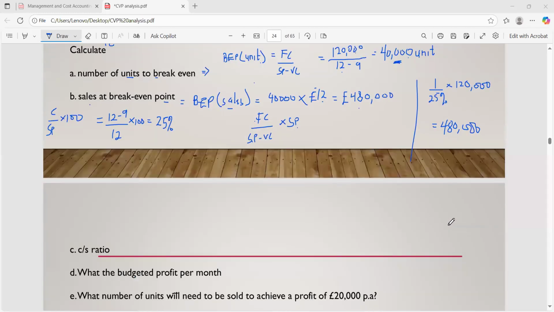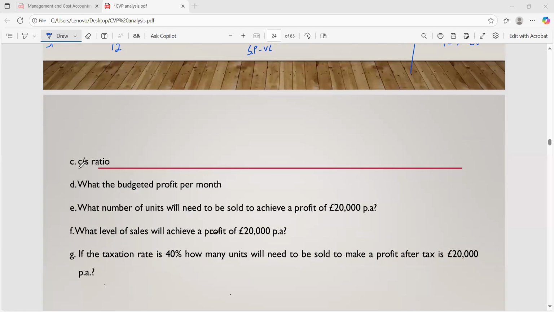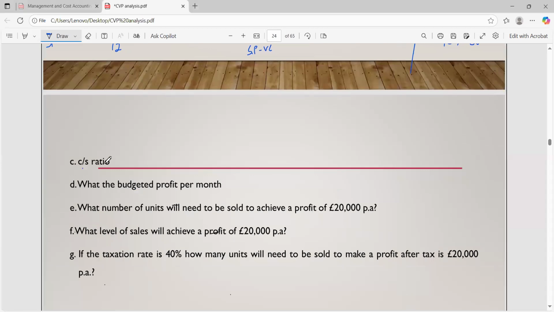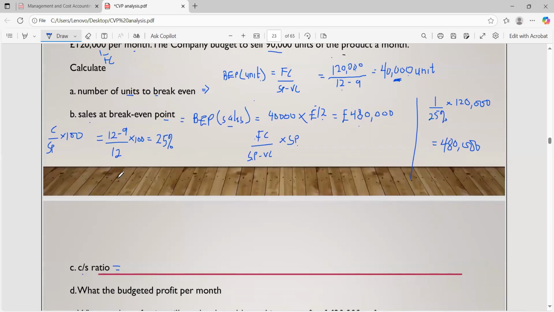Okay, let's go ahead. The next one says we should find the contribution per sales ratio, which we've already determined, right? C says we should find contribution per sales ratio, which is the 25%. I believe you're okay. Yes, ma'am.